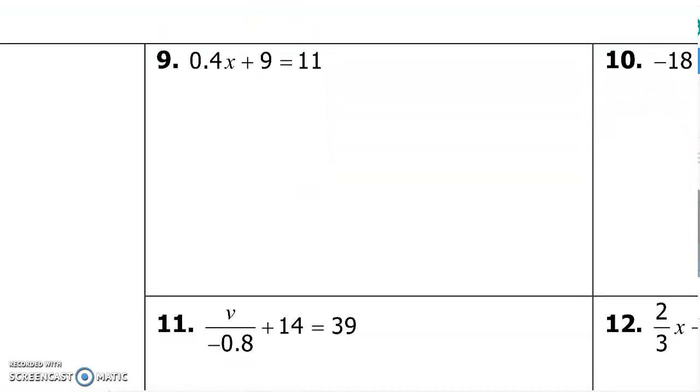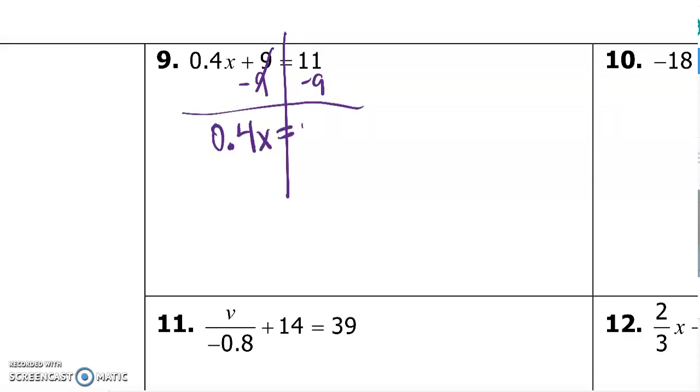Number 9 just has a decimal, but we work with it the same. We need to get rid of the 9 first. So minus 9 to cancel it, minus 9. 0.4x equals 2. These two are being multiplied, so to undo multiplication, we divide. So divide by 0.4. And we get x equals 5.